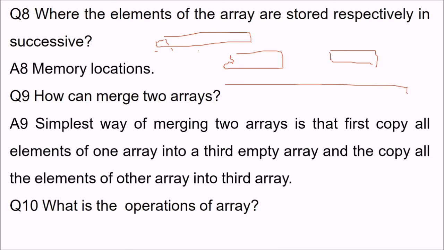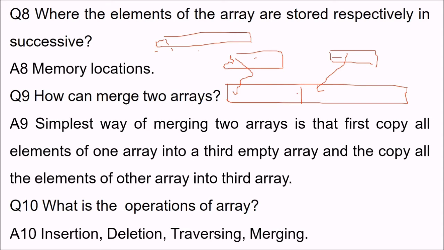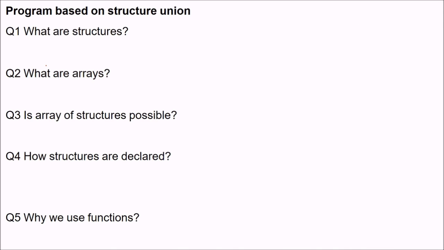So what you can do is you can have an array whose size should be at least more than the total size of these two arrays. Then you can copy this array here, and after this you can copy this array here, the values here. What are the operations of array? You can insert, delete, traverse, you can merge. These are the operations you can perform on an array.